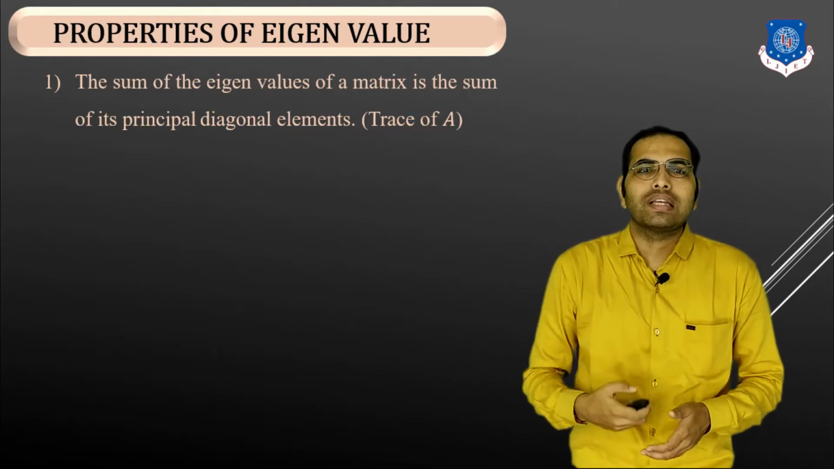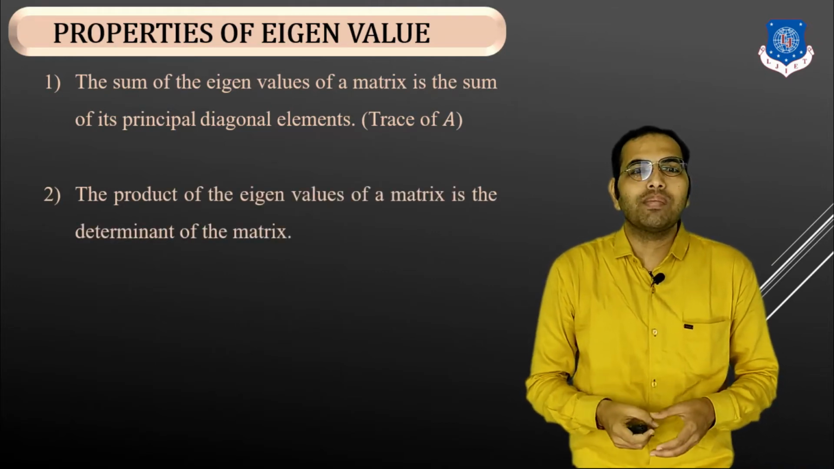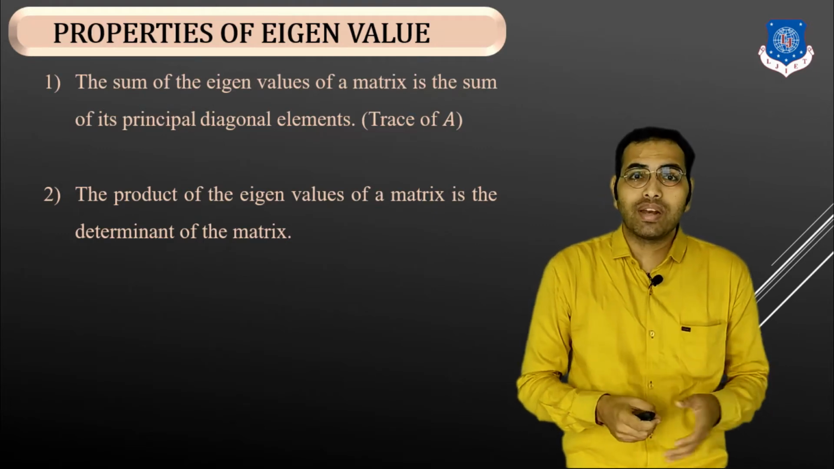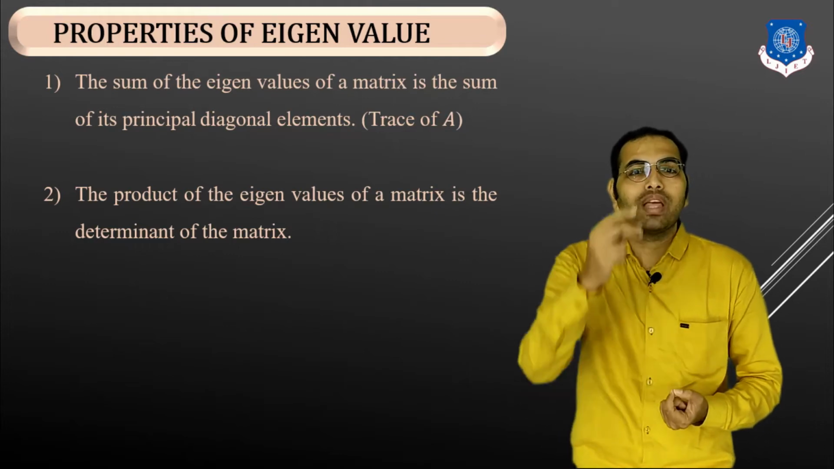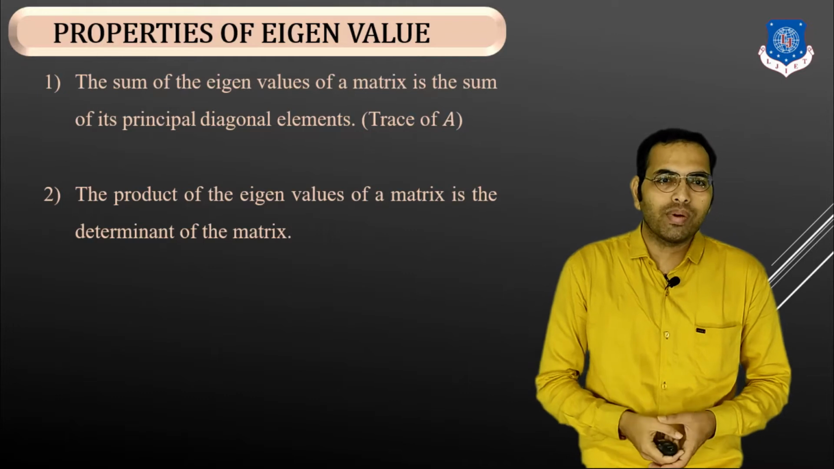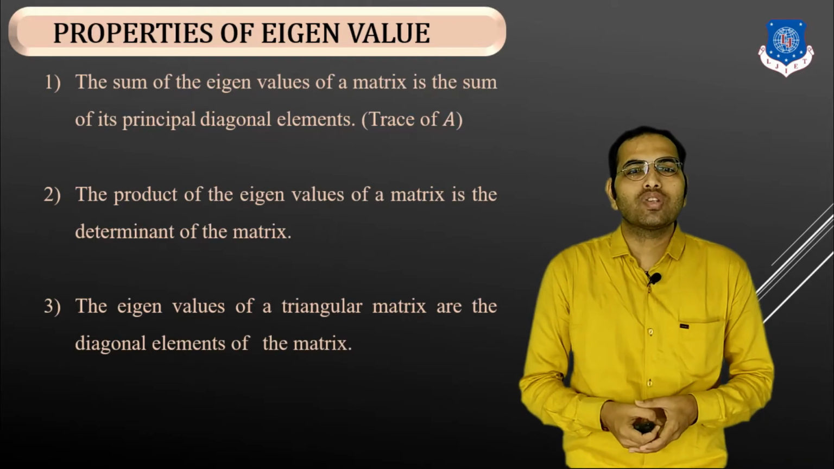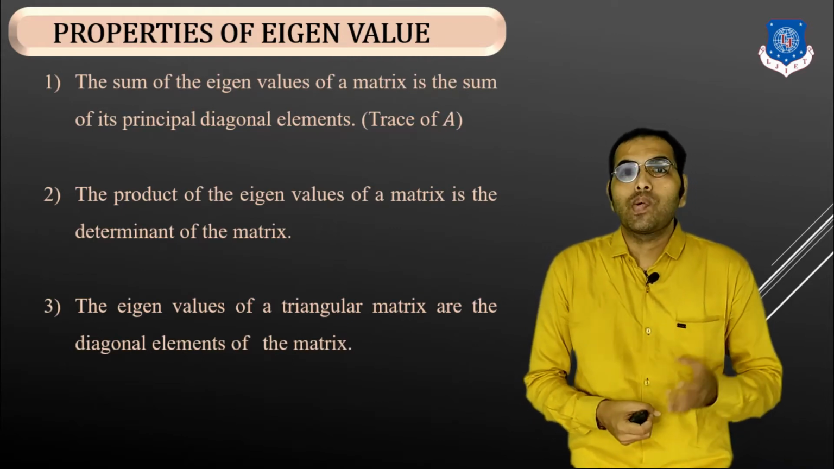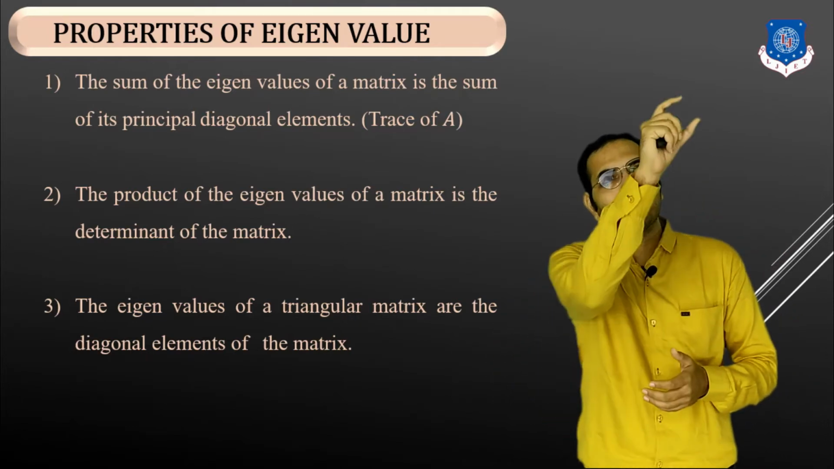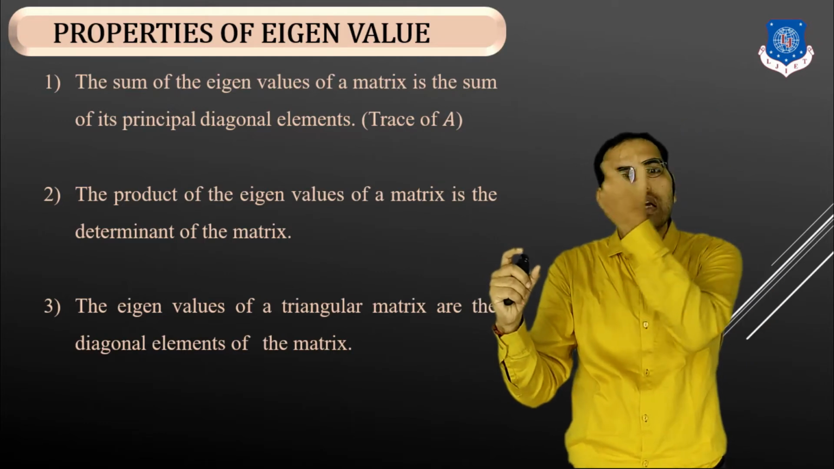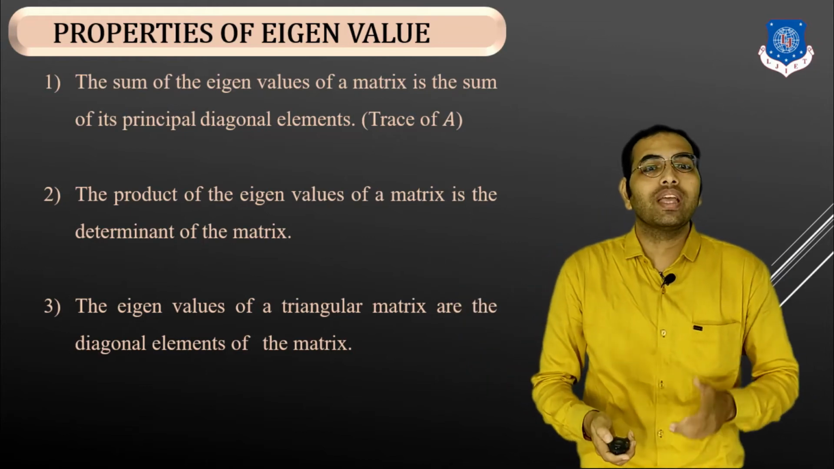Second property: the product of the eigenvalues of a matrix is the determinant of the matrix. Means whatever matrix is given, finding its determinant is the same as multiplying the eigenvalues. Third property: the eigenvalues of a triangular matrix are the diagonal elements of the matrix. Triangular matrix means an upper triangular matrix or a lower triangular matrix. The diagonal elements, that is the A11, A22 and A33 positions, are the eigenvalues of the triangular matrix.